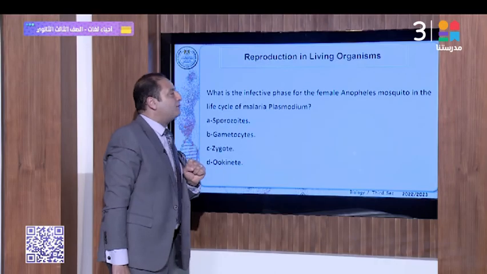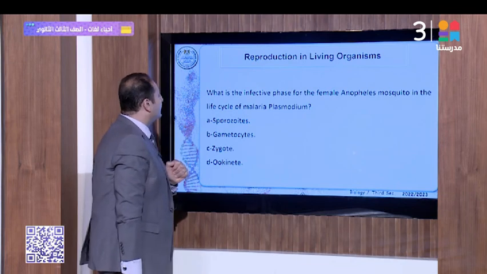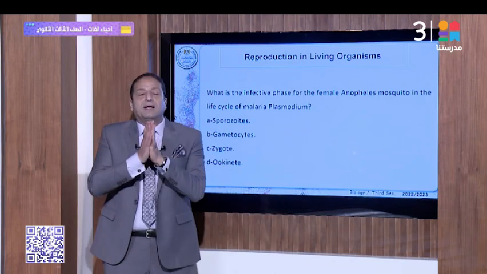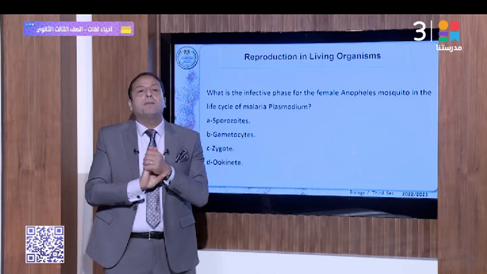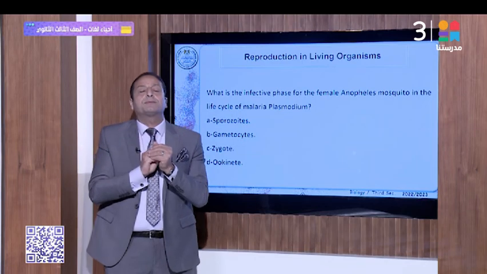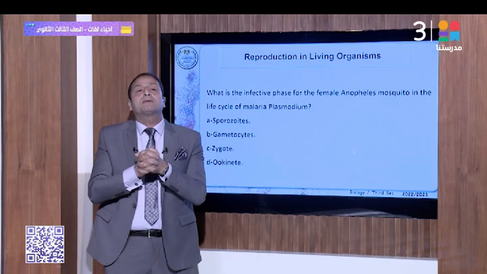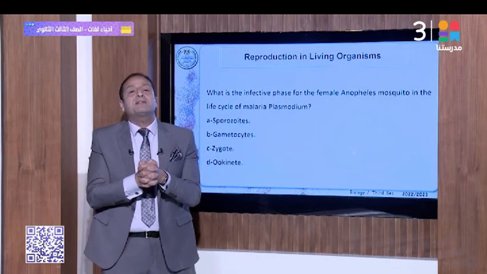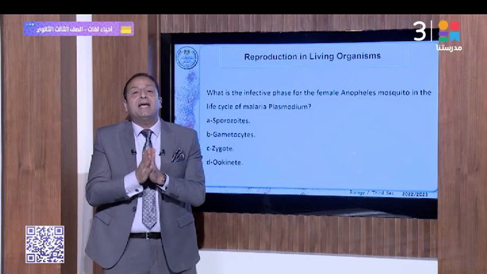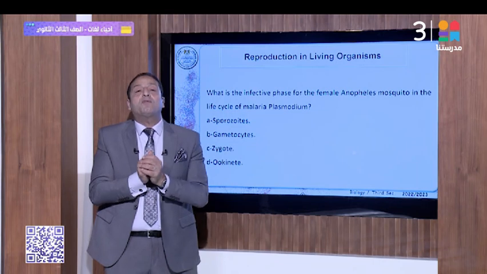What is the infected phase for the female Anopheles mosquitoes in the life cycle of the malaria Plasmodium? The female Anopheles mosquito, biting the human being, puts a large number of sporozoites through the skin. The sporozoites reach the blood, finally reaching the liver. Inside the liver, sporozoites reproduce asexually by schizogony, forming a number of merozoites.